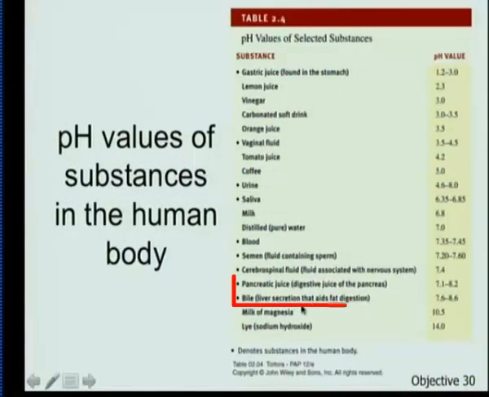So you can see some of the others that we have within our body. Bile, our pancreatic fluid, full of bicarbonate. Bile is also very alkaline, helps us in our digestive process. You can kind of see where some of the normal fluids of our bodies are.